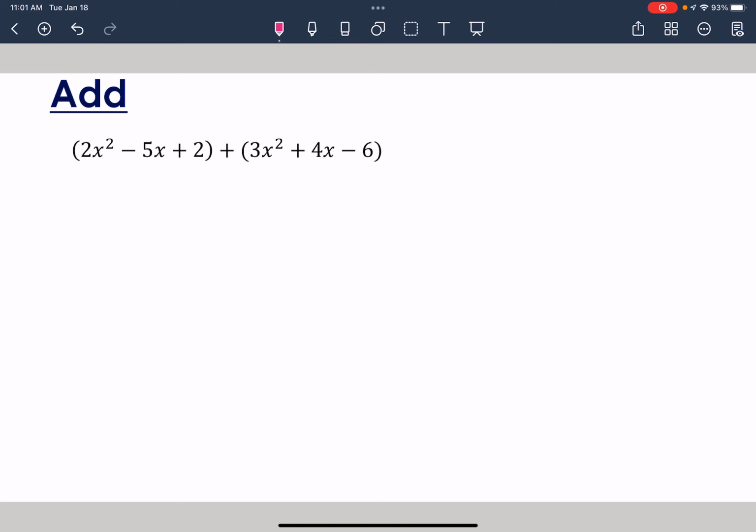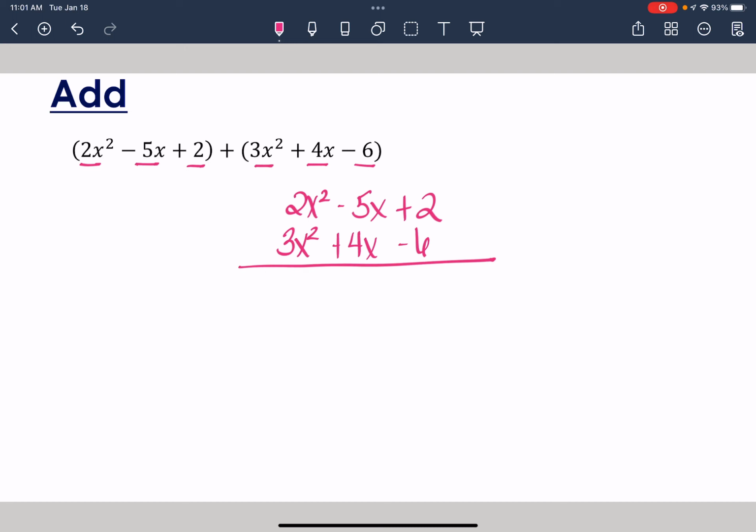So now let's try adding these two polynomials. Remember, when you add, the very important thing is that you're combining like terms. Okay, so I have 2x squared minus 5x plus 2, and I'm combining that with 3x squared plus 4x minus 6. So I need to combine these like terms.